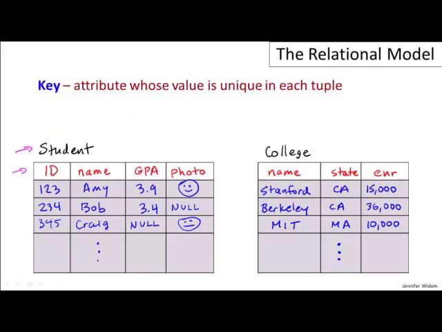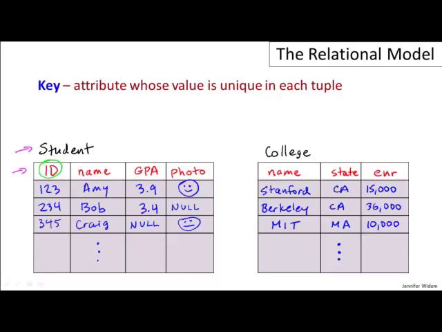A key is, again, another important concept in relational databases, and a key is an attribute of a relation where every value for that attribute is unique. So if we look at the student relation, we can feel pretty confident that the ID is going to be a key. In other words, every tuple is going to have a unique value for ID.